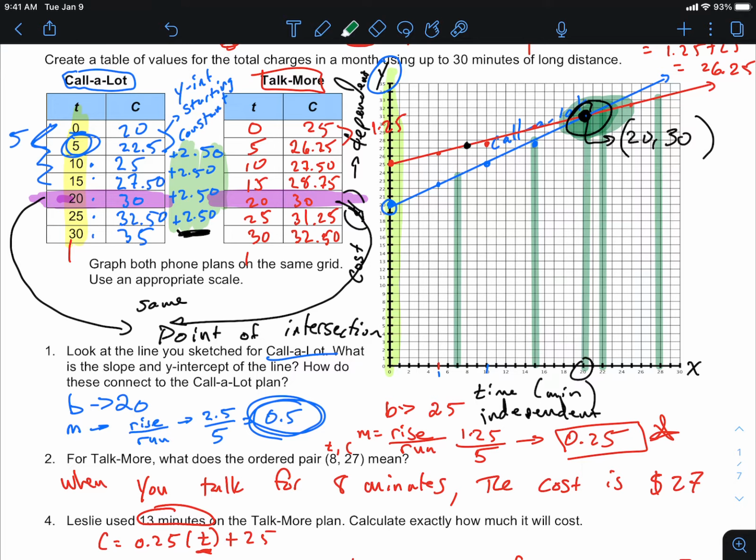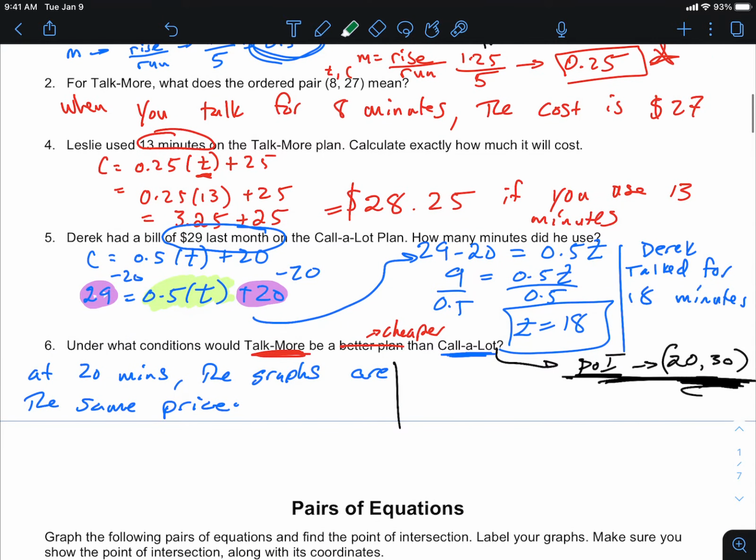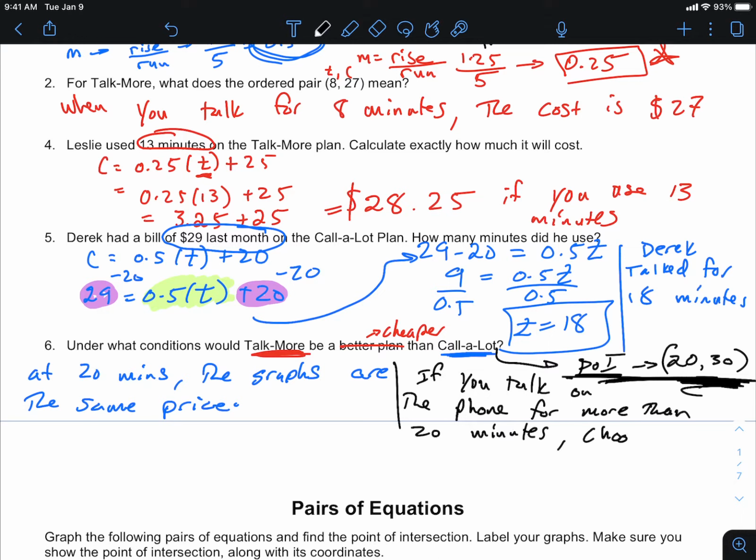Okay? So, when I go down here, I'm going to say, if you talk on the phone for more than 20 minutes, choose the red graph or talk more. Okay?